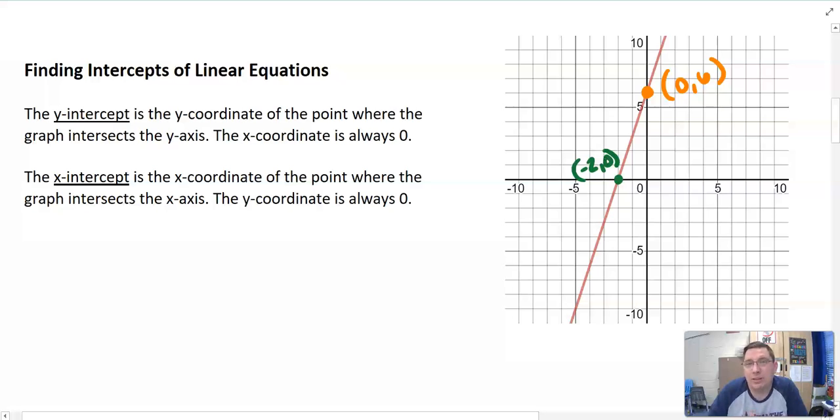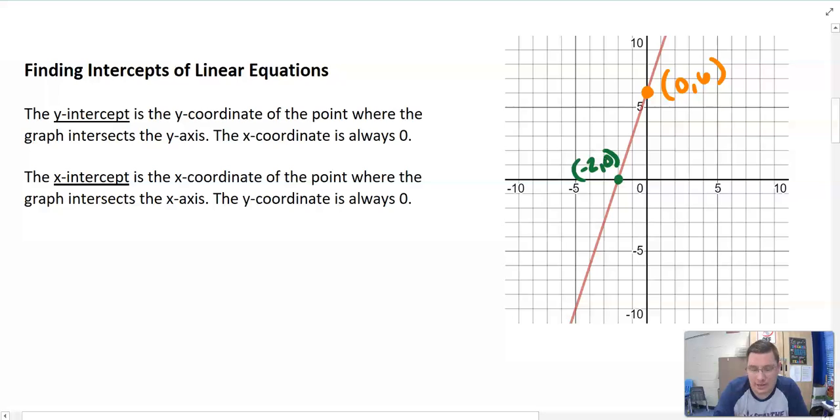X-intercepts always have a y value of 0. Y-intercepts always have an x value of 0. The coordinate that we want is going to be the non-zero number. Now again, if we have a line that goes through the origin, then both the x- and y-intercepts would be 0 in that case.